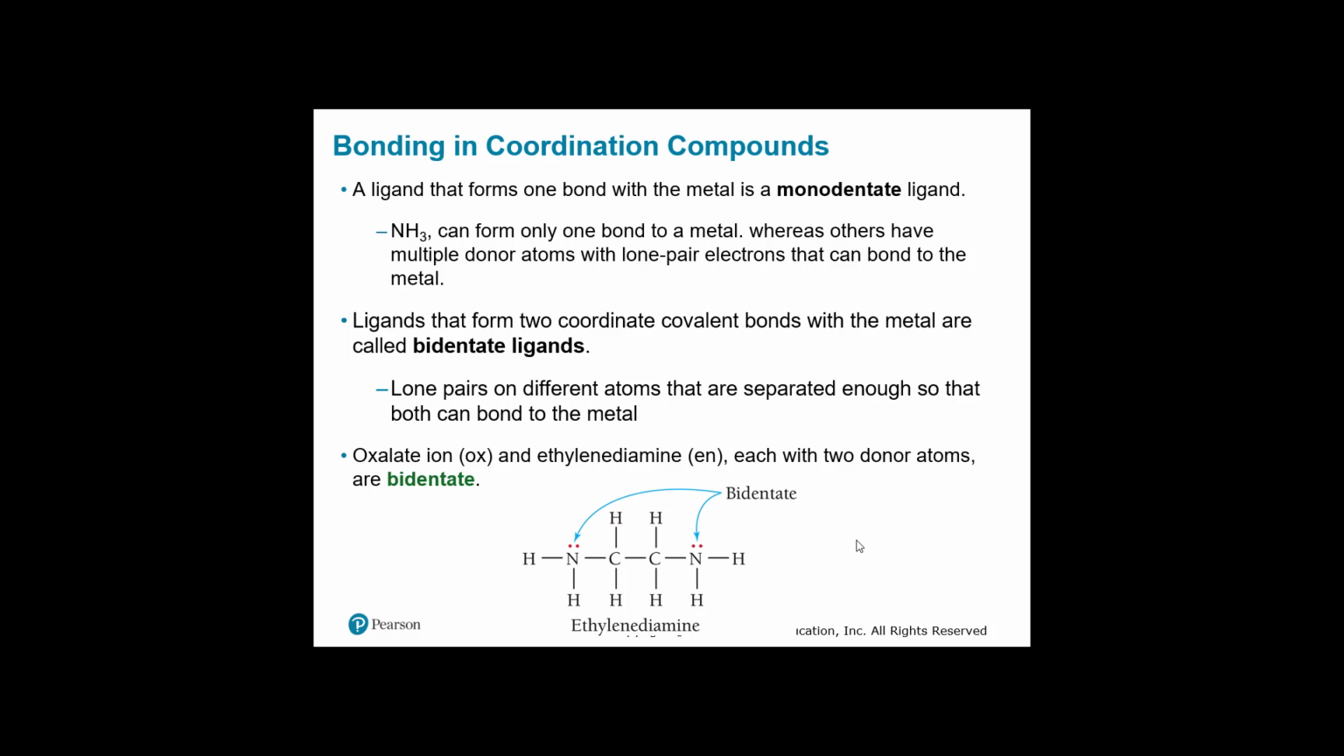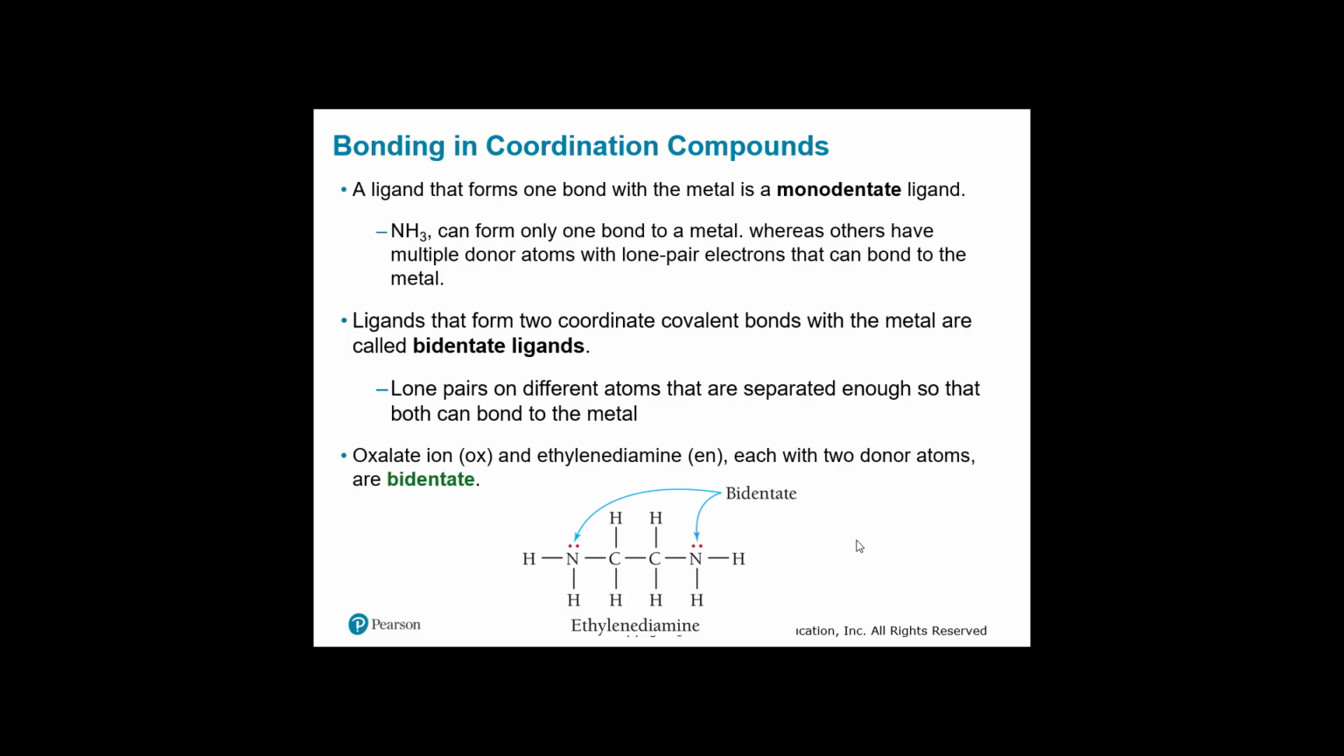We're also looking at not just the ligands themselves and how they coordinate, but whether they are known as monodentate or bidentate. I believe the term comes from Greek or Latin and means teeth or teeth-like. A ligand that forms one bond with a metal is monodentate, and that means it's just attached in one place. It's got one thing that's going to form the bond with that metal. So ammonia can only form one bond to a metal, whereas others have multiple donors and multiple lone pair electrons that can bond to the metal.